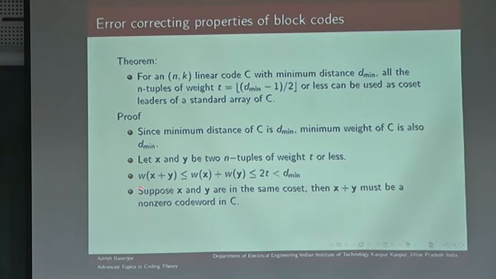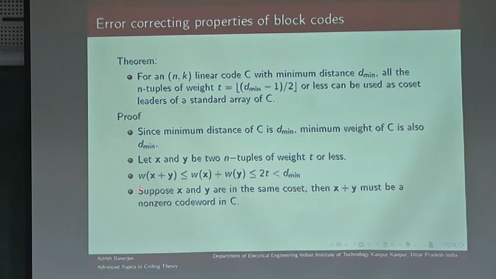That means x and y cannot be in the same coset, because if they are in the same coset, x plus y must be a code word, and the minimum weight should be at least d min. So what I have shown is, x and y do not belong to the same coset. And what are x and y? X and y are error patterns of weight up to t.